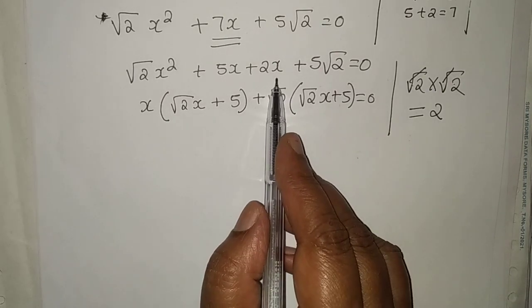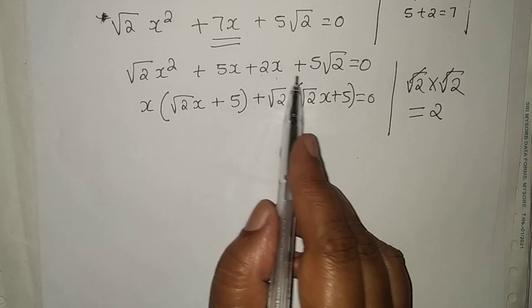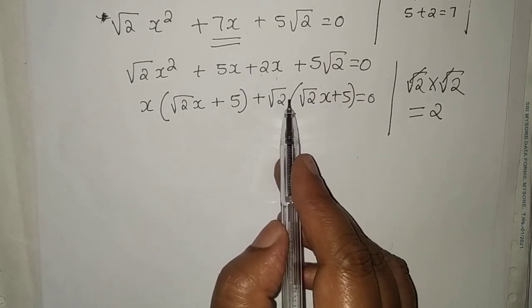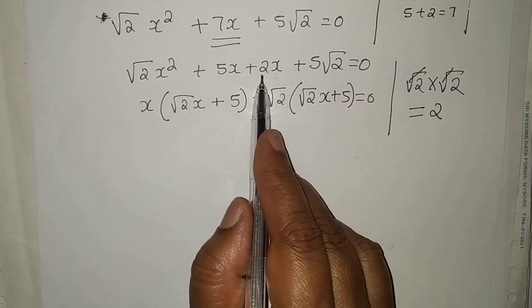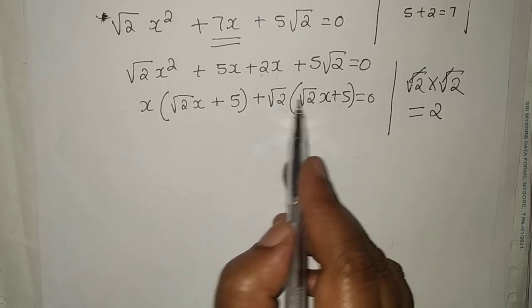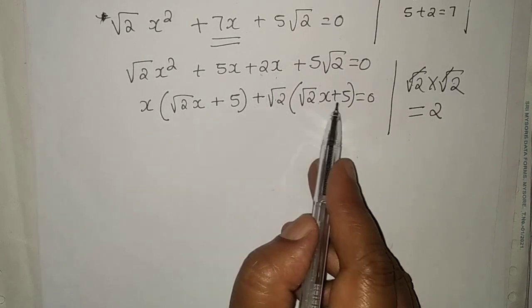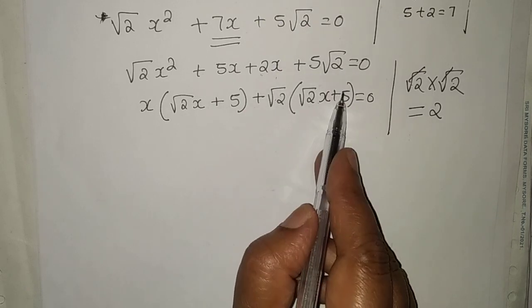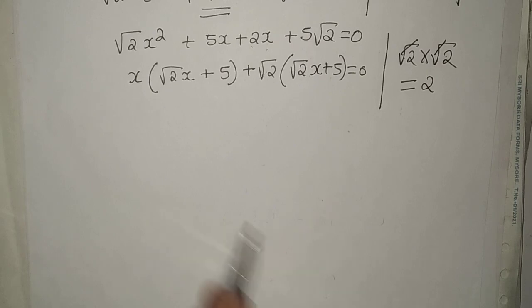Here we applied root 2 into root 2. So here root 2 into root 2 answer is 2. Therefore we are taking this root 2 outside. Root 2 into root 2 is 2. So we took root 2 outside. Then 2x, again 5 root 2 we get by multiplying.